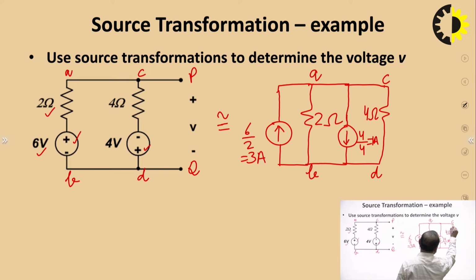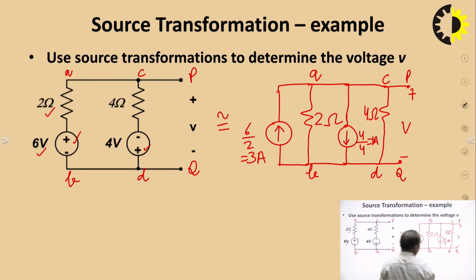And now P and Q are these terminals where we are to find the voltage V. Now, if we look at the circuit after conversion, what is there? We can see these 4 branches. One is this 3 ampere branch, another is the 2 ohm branch, another is the 1 ampere branch, and this 4 ohm branch. All these are connected in parallel to each other.